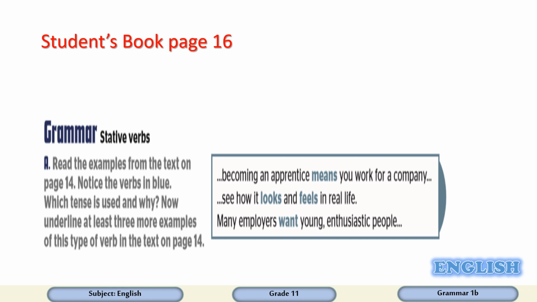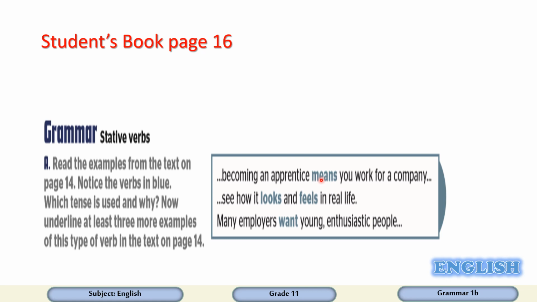Now let's refer to your student's book, page 16. We are doing activity number A. Read the examples from the text on page 14. Notice the verbs in blue, which tense is used and why. Let's read the examples. Becoming an apprentice means you work for a company. See how it looks and feels in real life. Many employers want young, enthusiastic people.